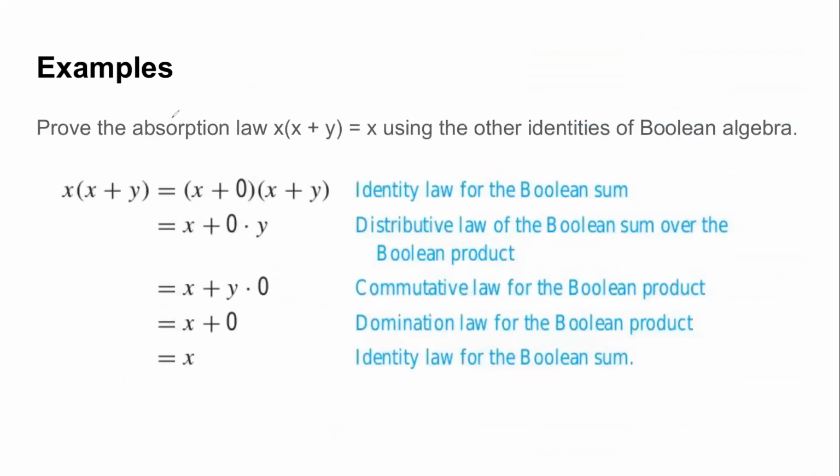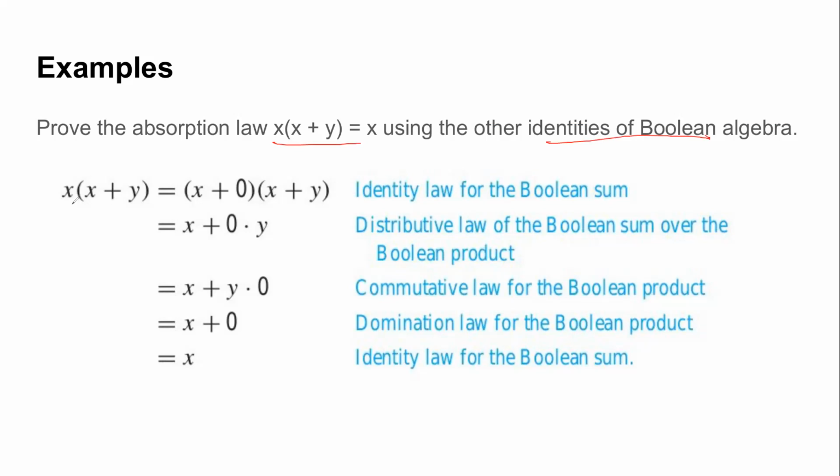Okay. So let us see one very simple example of where the standard identities can be used. You can see standard identities can be used to prove each other as well. Like here, the question is: prove the absorption law using the other identities of Boolean algebra. Okay, so let us see how they have done this.